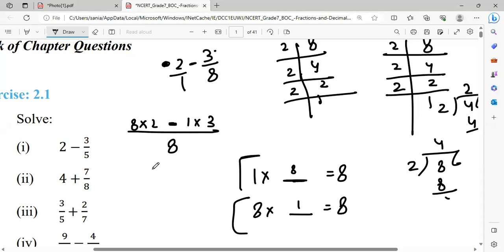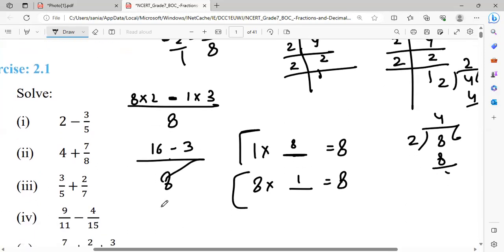8 multiplied by 2 is 16 minus 1 multiplied by 3 is 3. Right? This 16 minus 3 will give you 13, divided by 8. You got the answer.